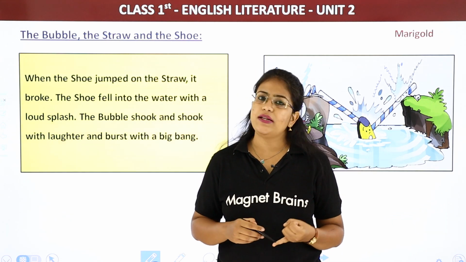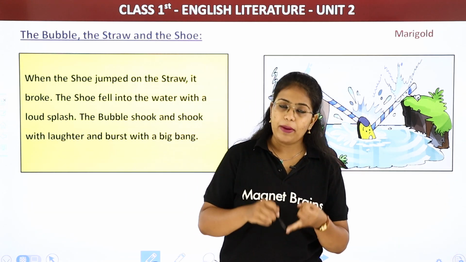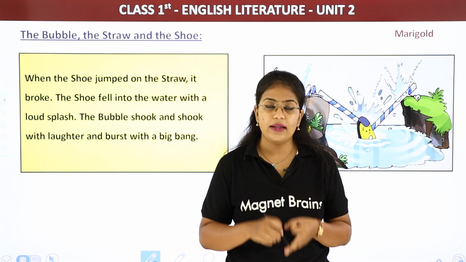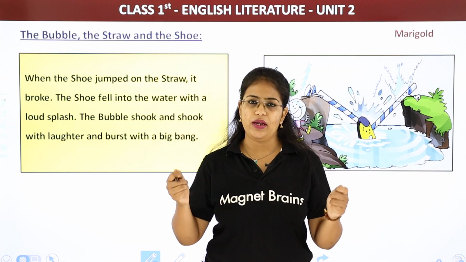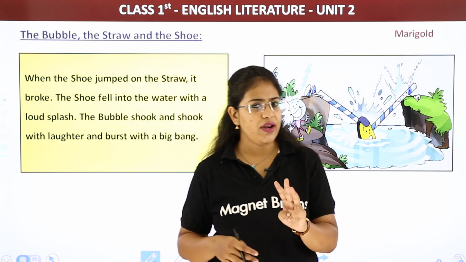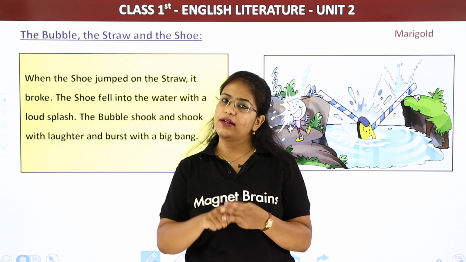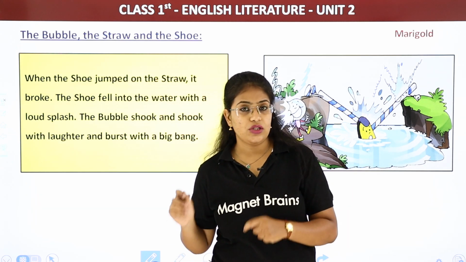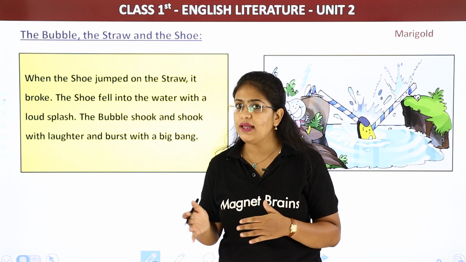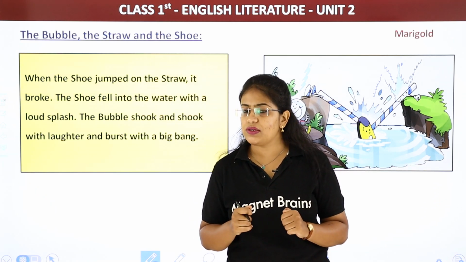The shoe fell into the water. The bubble laughed and it burst and the straw broke from center. ठीक है? So the story is about three friends, shoe, bubble and straw. They went into the jungle one day and they reached a river. वो लोग जंगल में जाते हैं and एक river के पास पहुंचते हैं.